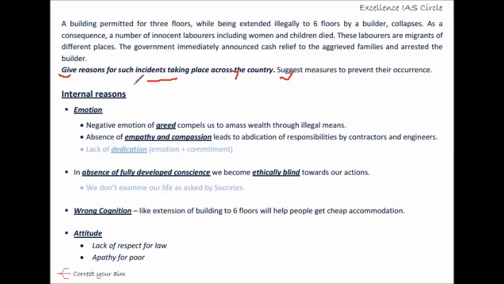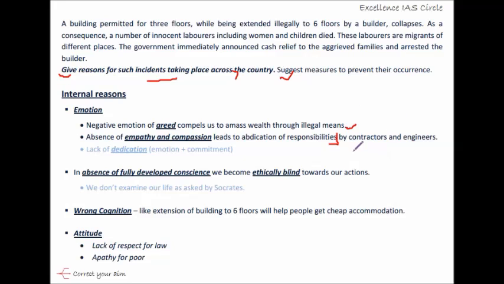Now, what we have discussed so far is human behavior can be explained from internal reasons and external reasons. So after giving down the introduction to the case, you will come down to answer the first part of the question. Answer to this first part of the question can be like this. Emotion. You can write that negative emotion of greed compels us to amass wealth through illegal means. And this is a general statement that will be applicable anywhere and you can use it as such anywhere. Then you can say that absence of empathy and compassion leads to abdication of responsibilities. This part is general up till here.